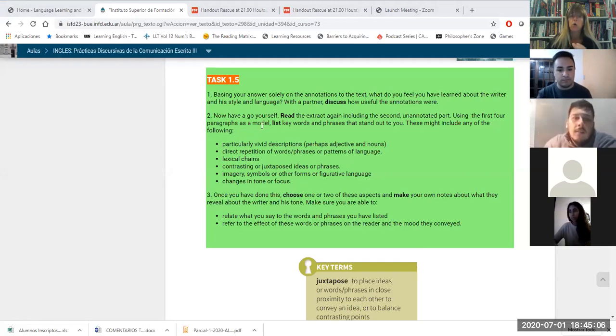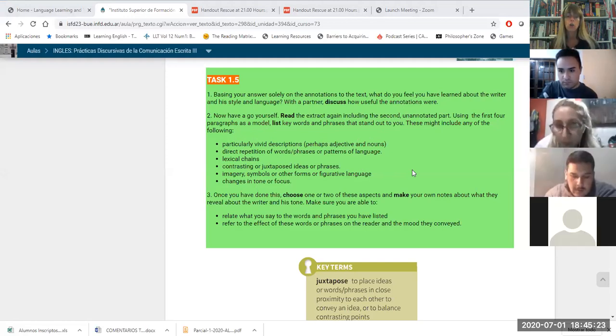Okay? So you are going to read, I suppose you already did it, right? To read this annotated part, the second part of the text. And you were supposed to underline or highlight these keywords and phrases that called your attention, right? So what I want you to do is, in groups, try to share what you've done, what you've found out.